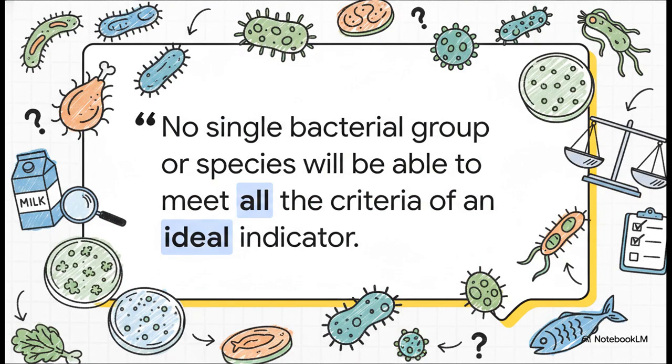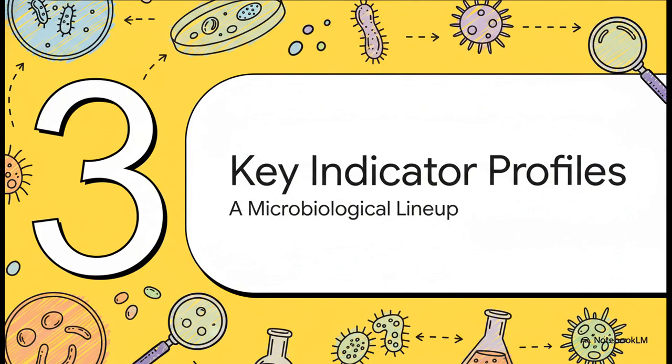But now, it's time for a little reality check. As this quote points out, the perfect indicator doesn't actually exist. There's no single microbe that checks every single one of those boxes. In the real world, food scientists use a handful of different indicators that do a good enough job at meeting most of these criteria to be really effective tools for keeping our food safe. So, that brings us to the actual organisms we use. Let's meet the usual suspects in this microbiological lineup.